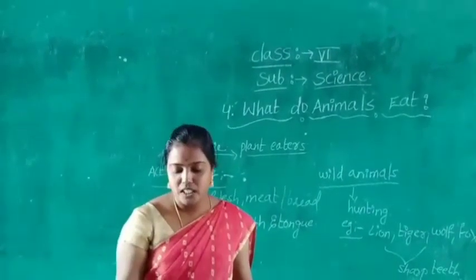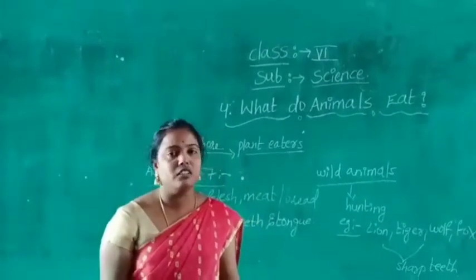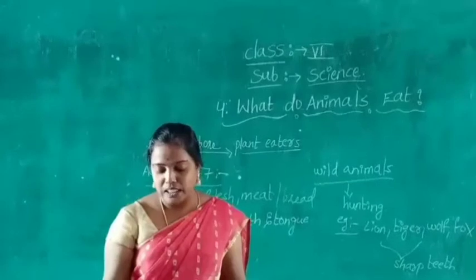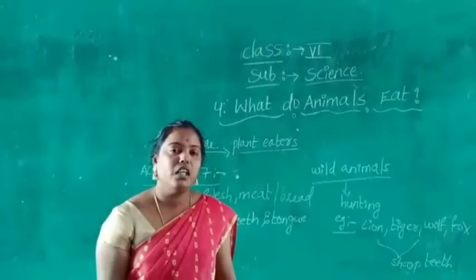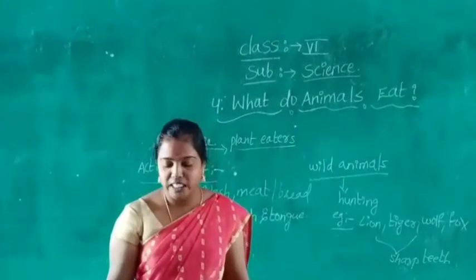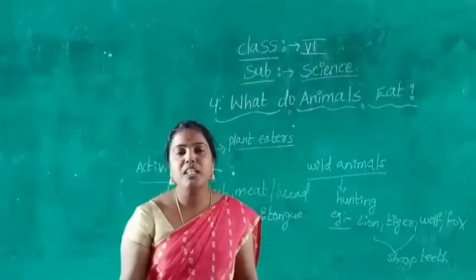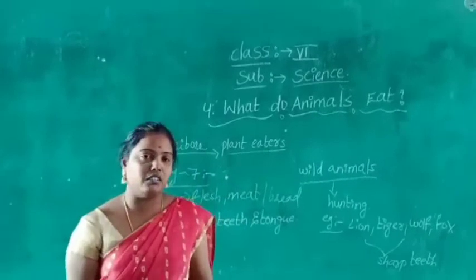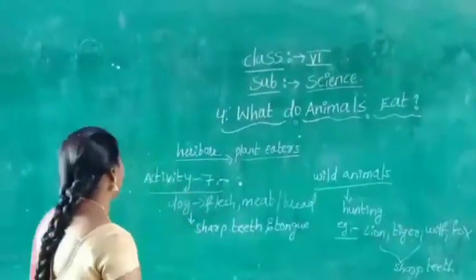Okay, children, have you seen a rabbit anywhere? Rabbits and squirrels also have teeth. Children, do you observe? Rabbits and squirrels also have teeth. What will they eat? Rabbits and squirrels will eat seeds, tubers, leaves, etc. by using their teeth.